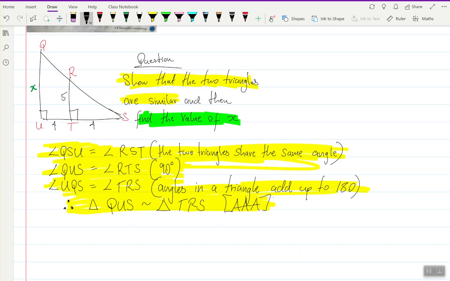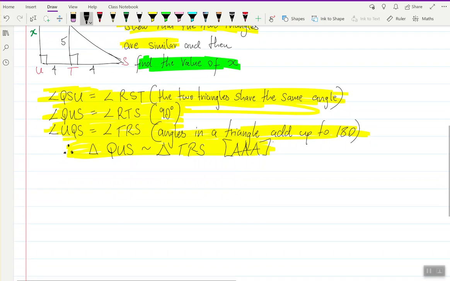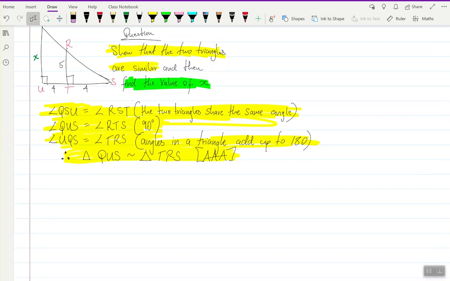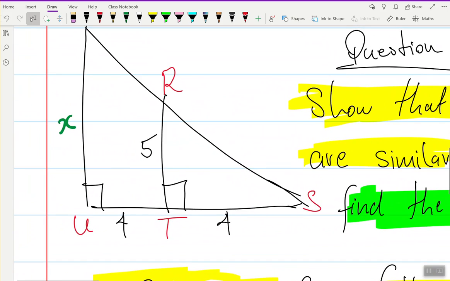Now I need to do the green part. Find the value of x. This is now the easy part. From this triangle here, I need to find x. You see x there in green? But I know that the big length of this triangle is 8, 4 plus 4 is 8. So, what do I need to do when I'm using similar triangles? What's the first thing I need to find? Scale factor.